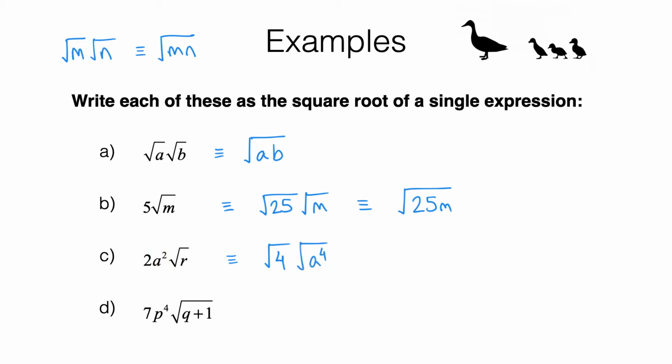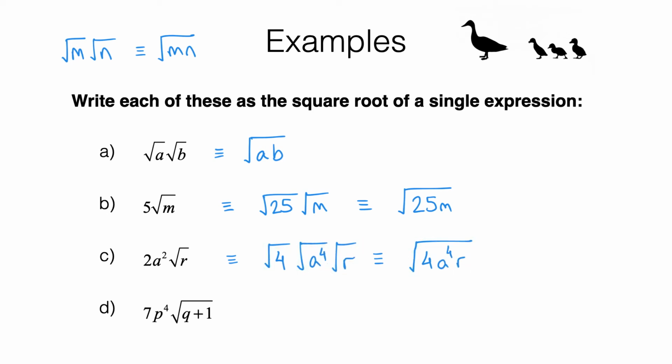Just carrying on with this, I've still got to write the square root of r. So we're multiplying all of this by the square root of r. And now I've got a product of square roots. So I can combine them into a single square root, and I get the square root of 4, a to the power of 4, r.